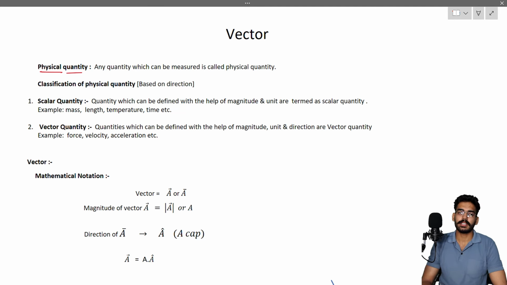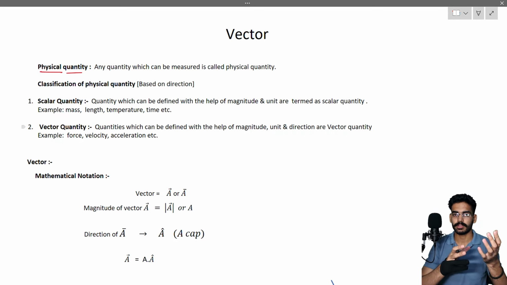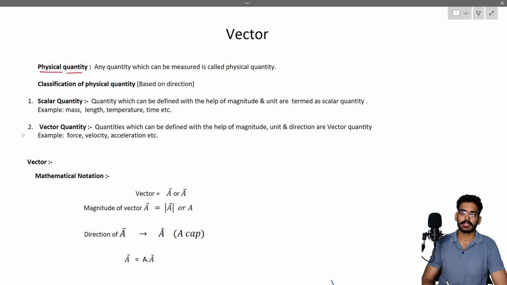So now physical quantities we also classify in two parts, on the basis of whether they have direction or not. We call them scalar quantity and vector quantity. A scalar quantity is a quantity which has only magnitude, there is no direction, okay? And a vector quantity is for those quantities for which you have to define their magnitude as well as their direction, okay? There is a meaning of direction in them. Like force, on a body in which direction you are applying the force will matter, right? So that's why we have to define the force's magnitude as well as direction. So force is a vector quantity, okay?